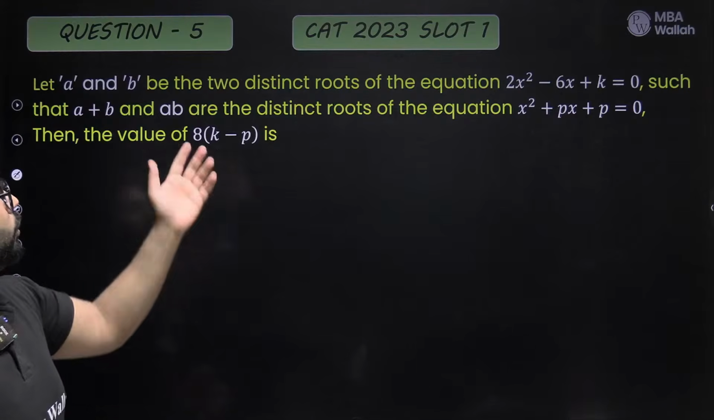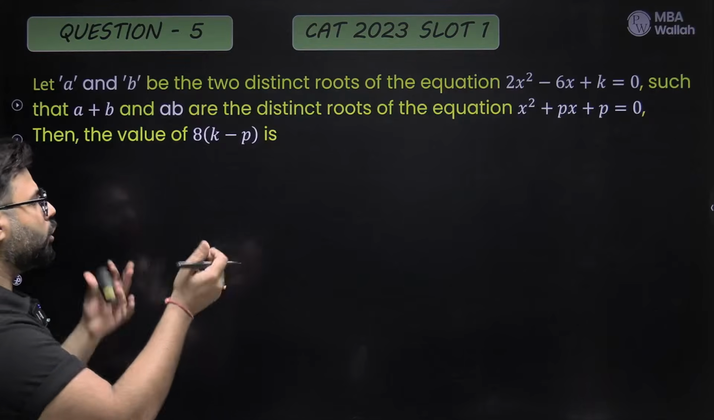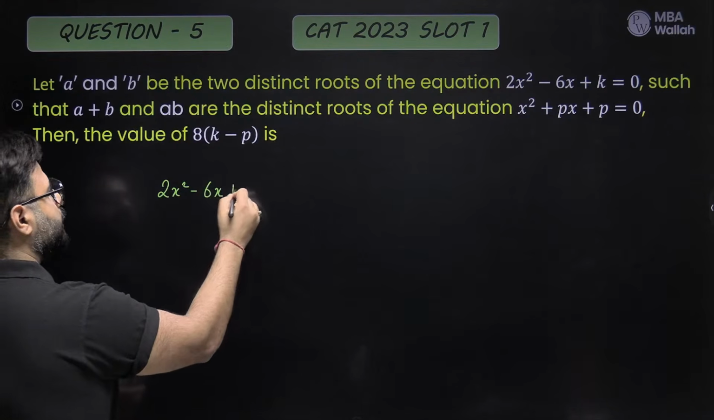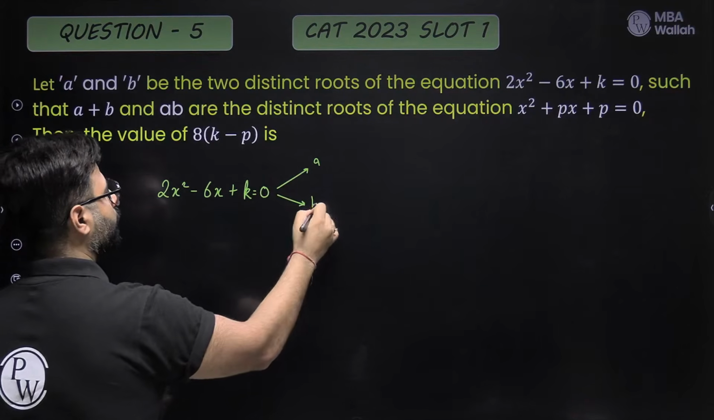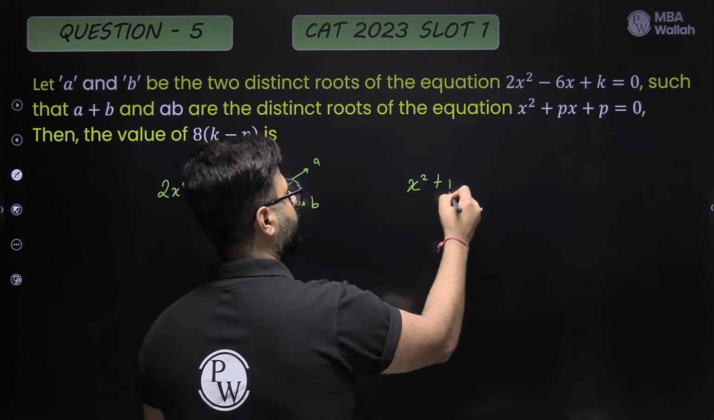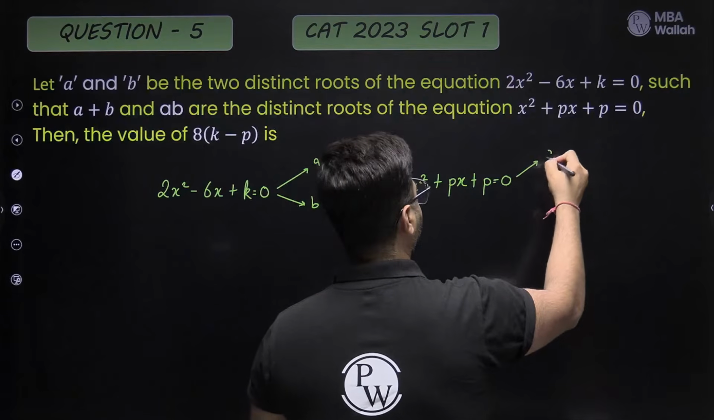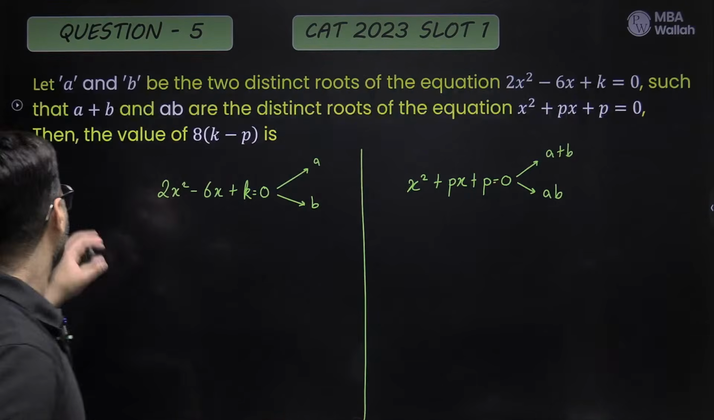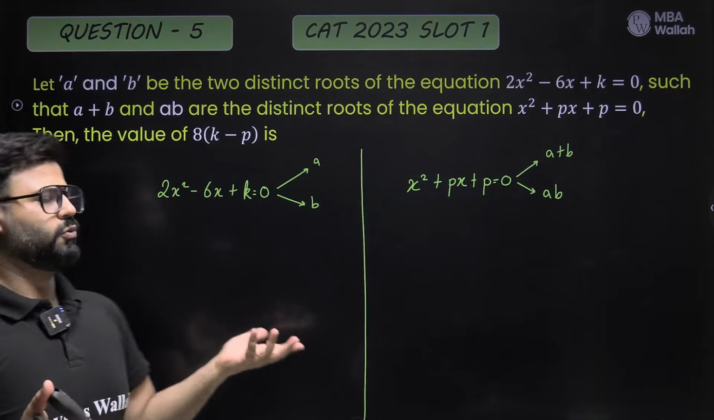So we have two distinct roots of the equation such that a plus b and ab are the distinct roots of the other equation. Let's analyze the story first. What do we have? We have 2x square minus 6x plus k equals 0, and this equation has roots a and b. And then there is another equation, x square plus px plus p, and this equation has the roots a plus b and ab. Correct, guys? This is the story at the end of the day.